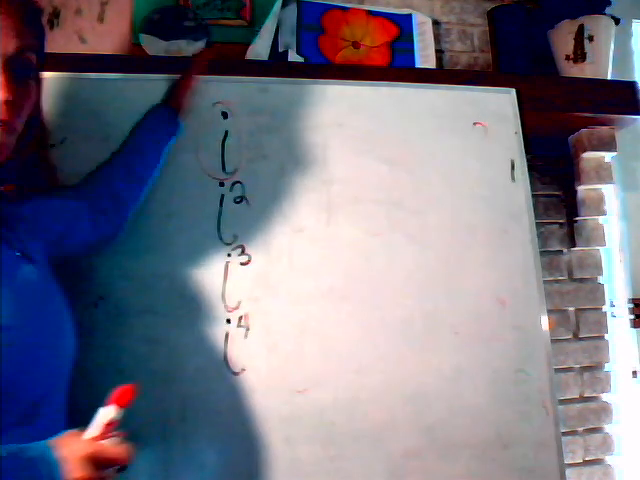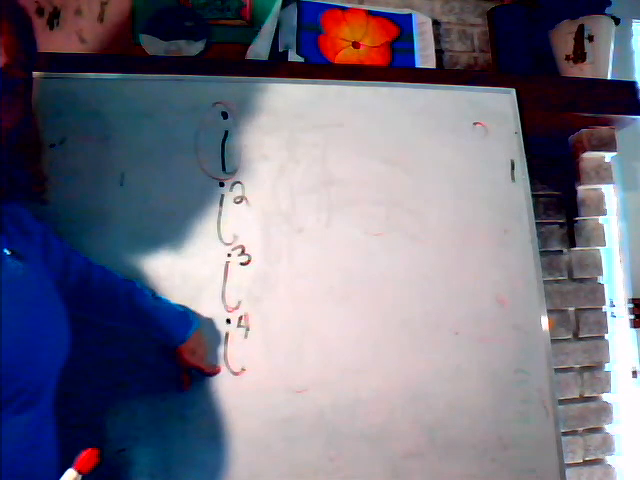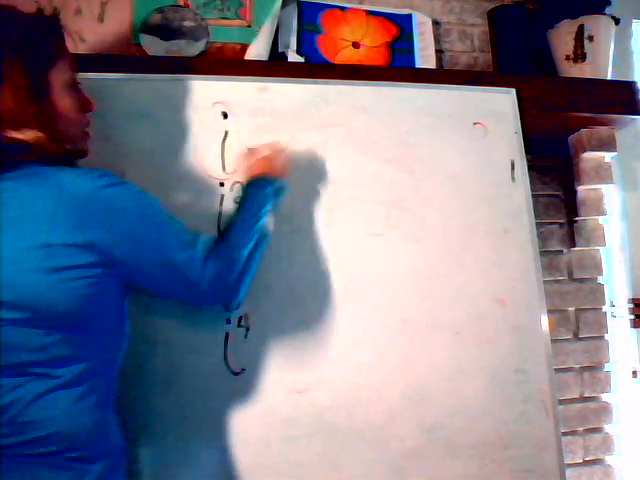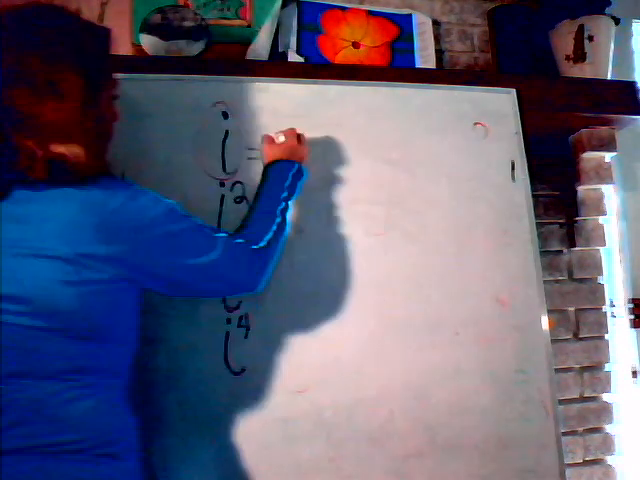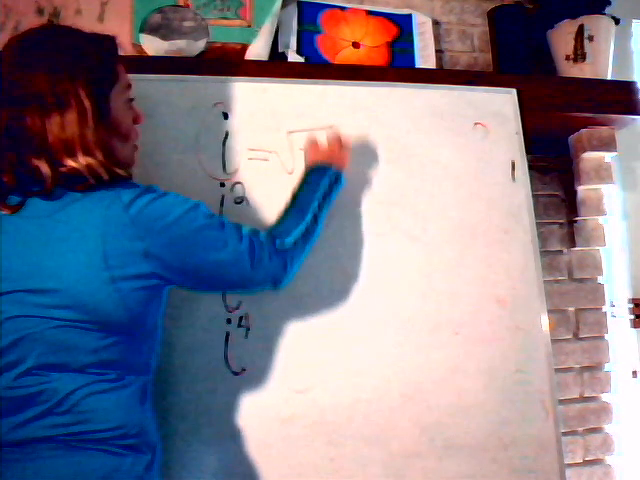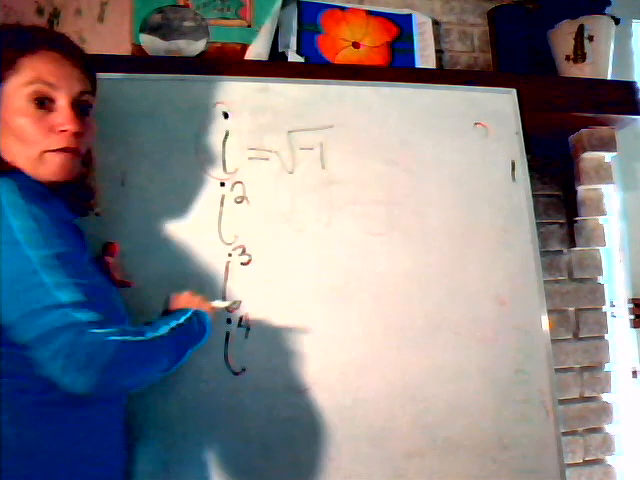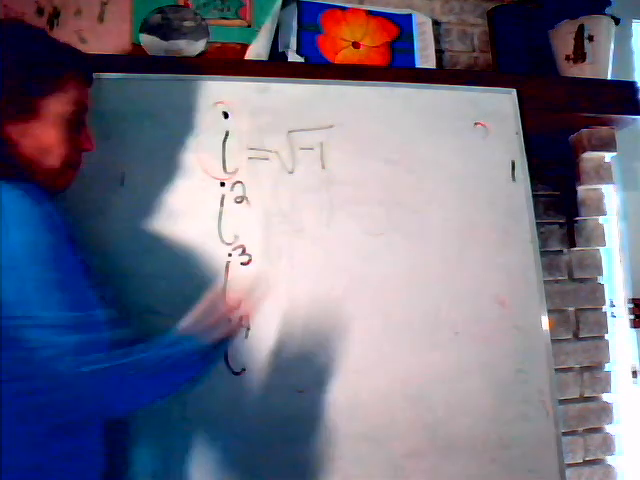Okay, there are 4 patterns in the i. You've got i, i squared, i cubed, and i to the 4th. Let's look at what each value is. Okay, i is just simply the square root of -1. So when you simplify the square root of -1, take it out as i.